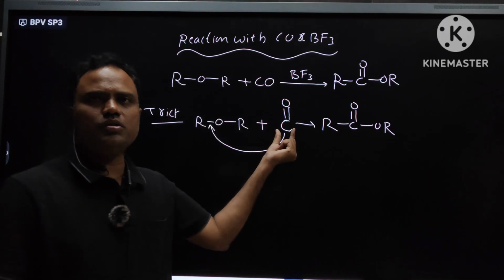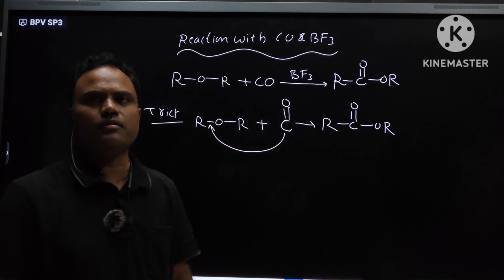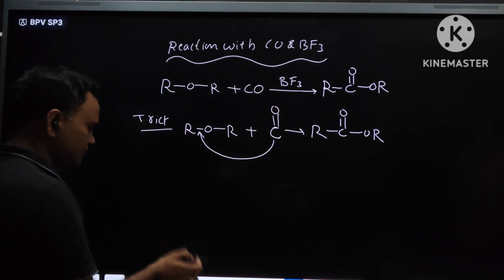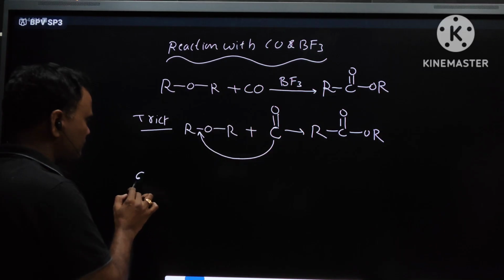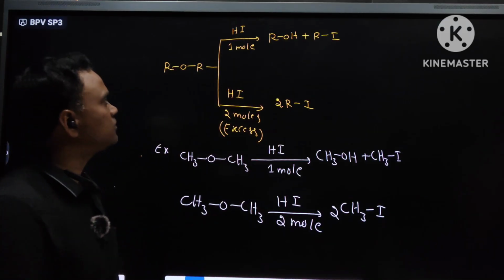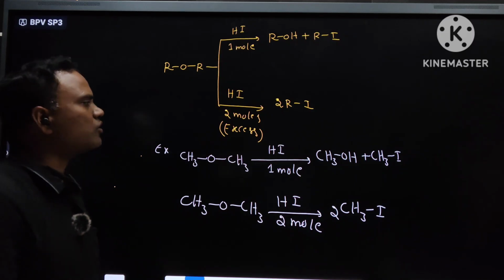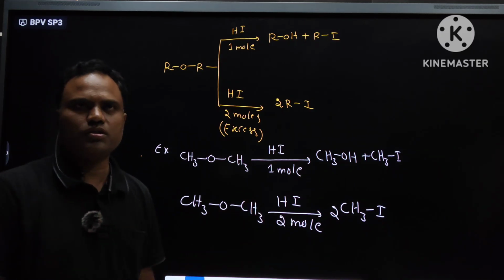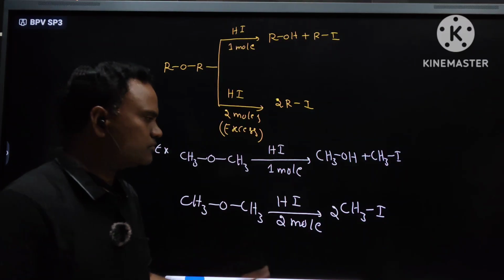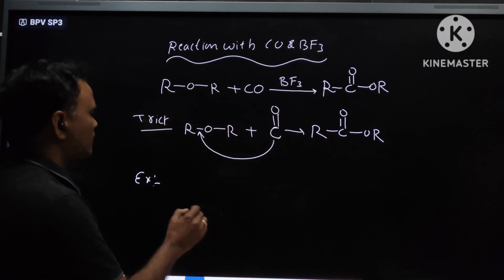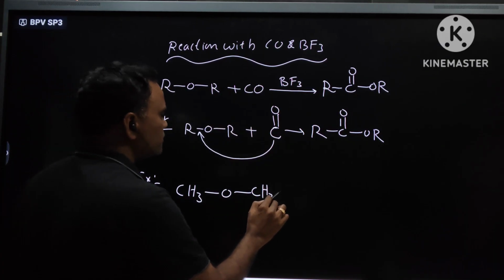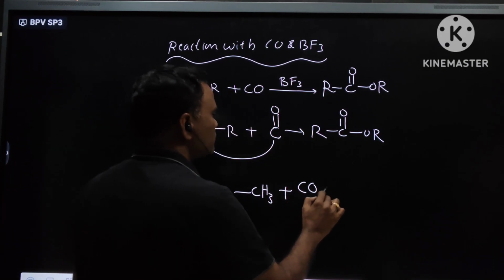So this carbonyl group, CO group, will be inserted between oxygen and carbon. Now I will give you one example, then you can understand easily. This one, take a screenshot and copy later. Okay, right. Look at this. CH3OCH3, dimethyl ether, CO and BF3.